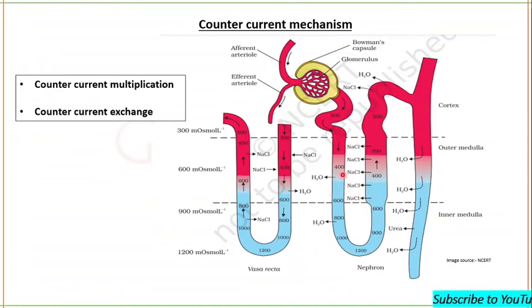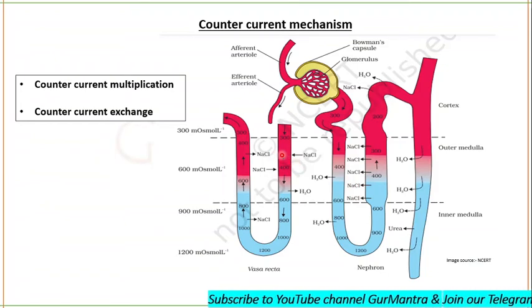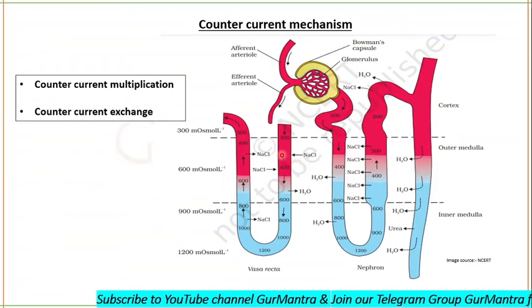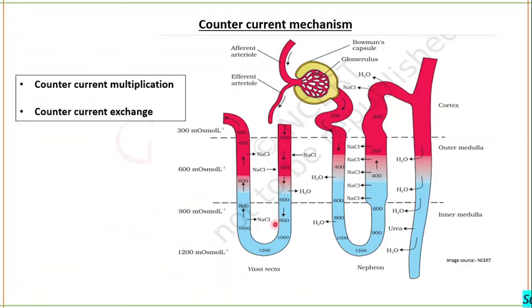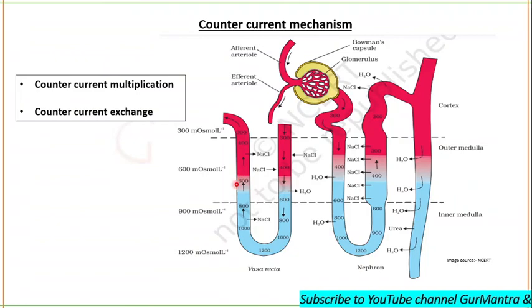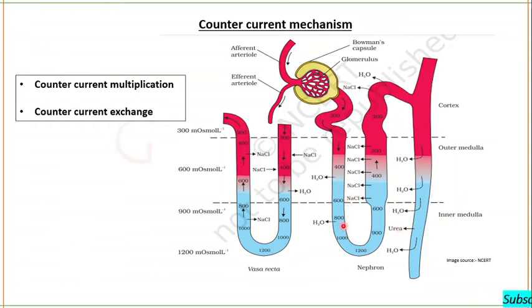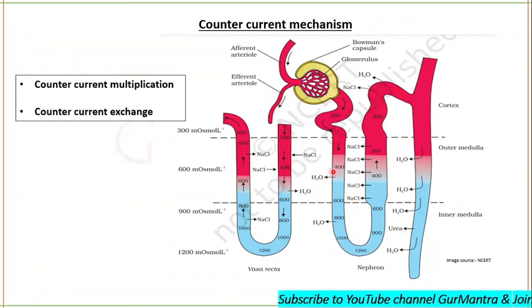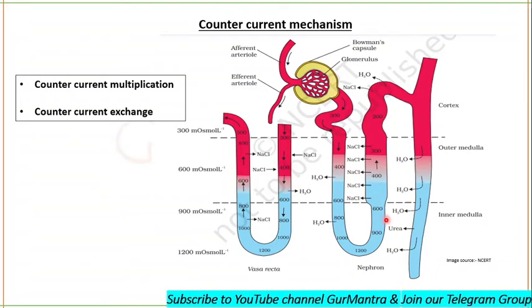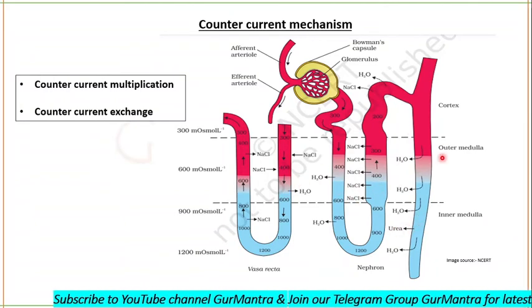Okay, so these sodium chloride are getting into the vasa recta's descending limb, but they are again coming out of the ascending limb of vasa recta. Ultimately, the sodium chloride is increasing in the interstitial fluid, and this is creating an osmotic gradient. Along with this sodium chloride, this countercurrent mechanism, the urea cycle is also playing a role.